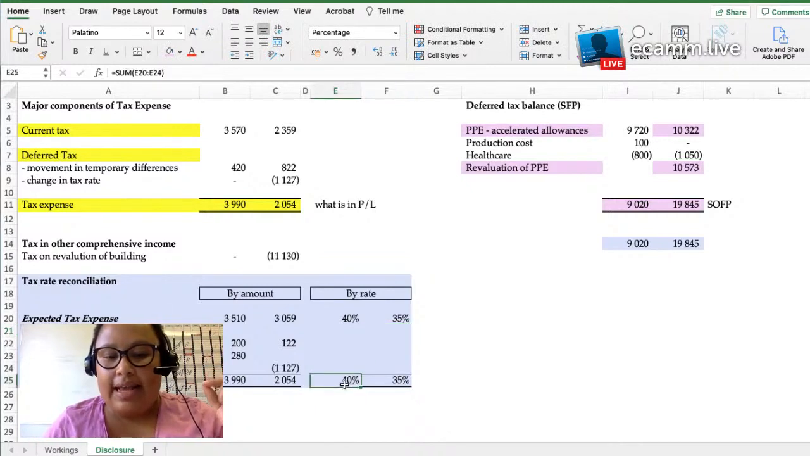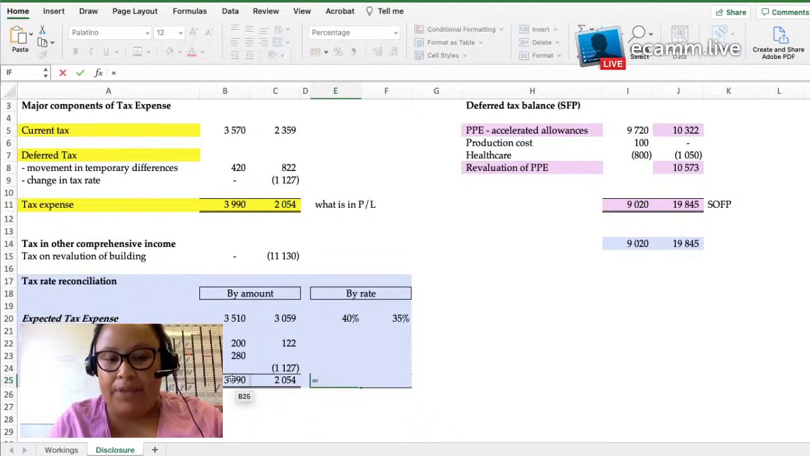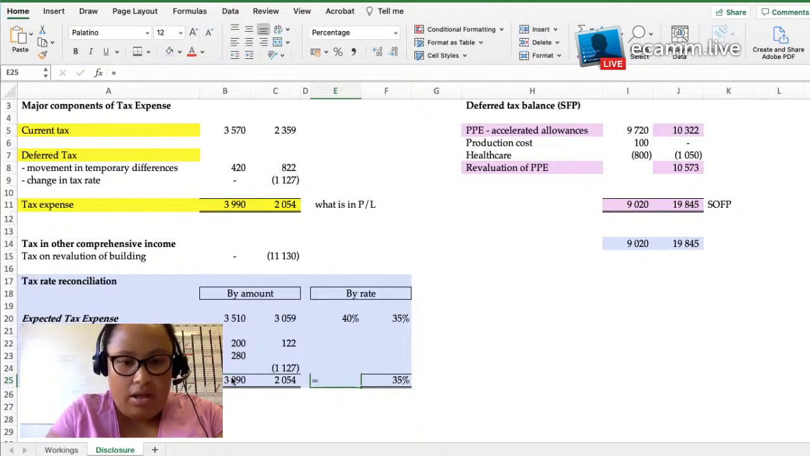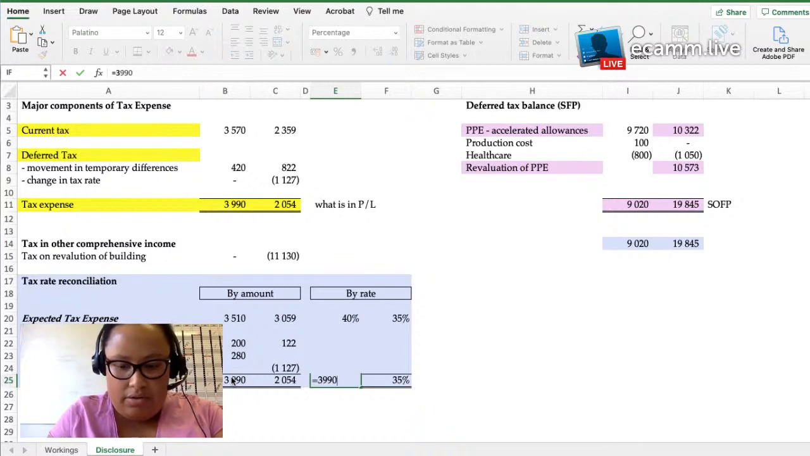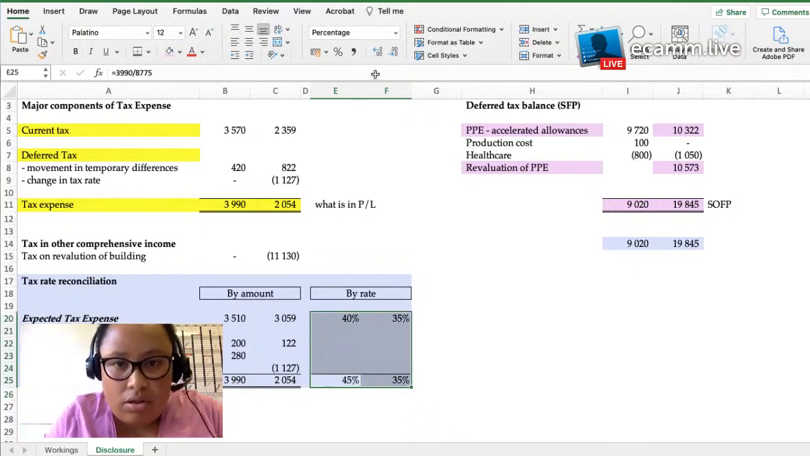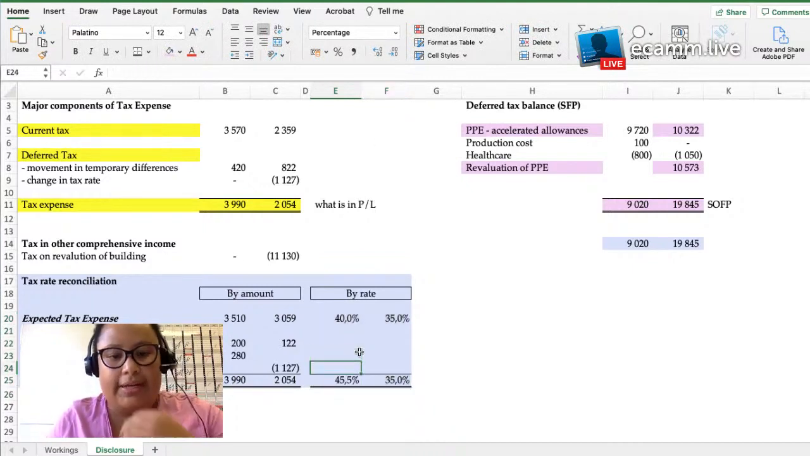Now, what is our tax actually? What is our effective tax rate? Our effective tax rate is the tax expense divided by the accounting profit. The accounting profit was 8775. Let's take the 3990 divided by 8775. So in year X5 we effectively paid 45.5% tax.